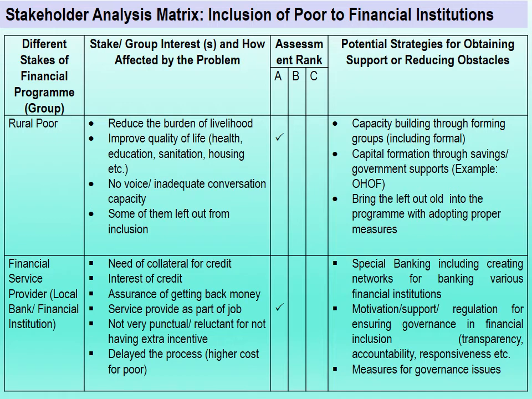So the measures: special banking, including creating networks for banking and various financial institutions, motivation, support, and regulation for ensuring governance in financial inclusion: transparency, accountability, responsiveness, etc. These are very challenging issues in developing countries. Measures for governance issues are huge. Whenever you put this, the interest of the stakeholder and what your measure is, then you can pinpoint and identify the measures you need to adopt to make your project successful.